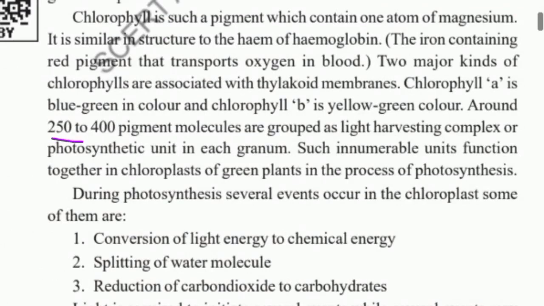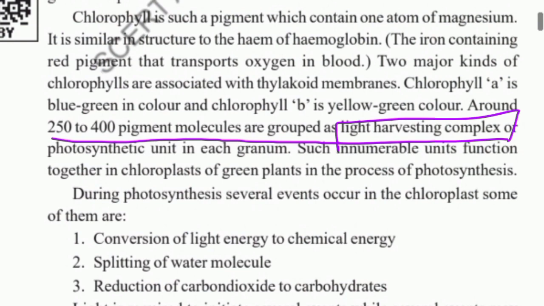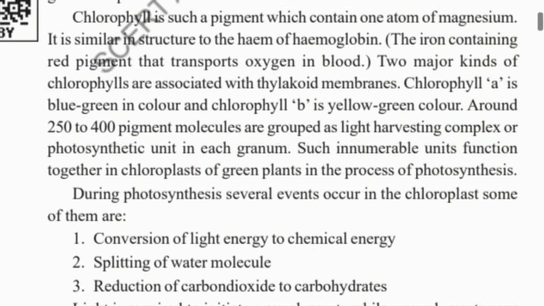Around 250 to 400 pigment molecules are grouped as a light harvesting complex. We will discuss the light harvesting complex in the next lecture, when we see the mechanism of photosynthesis, or the photosynthetic unit in each granum. What it is saying is that 250 to 400 molecules of chlorophyll A or chlorophyll B are present in each granum. Such innumerable units function together in the chloroplast of green plants in the process of photosynthesis.